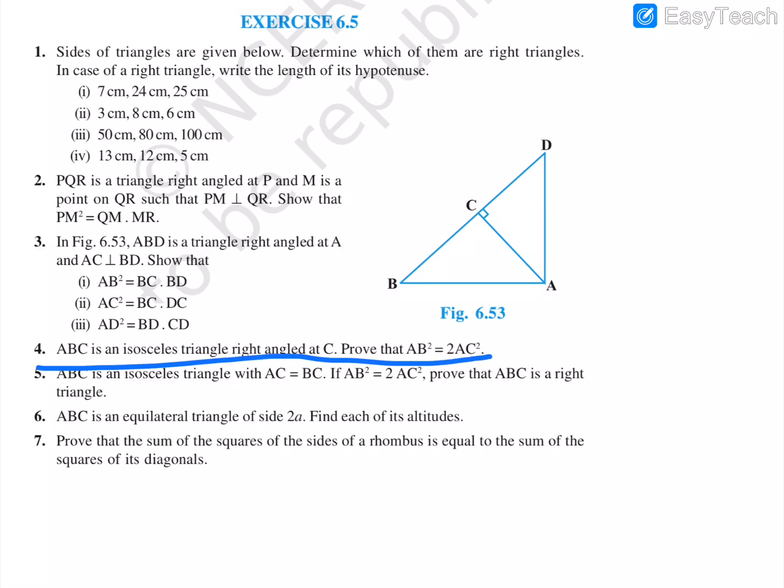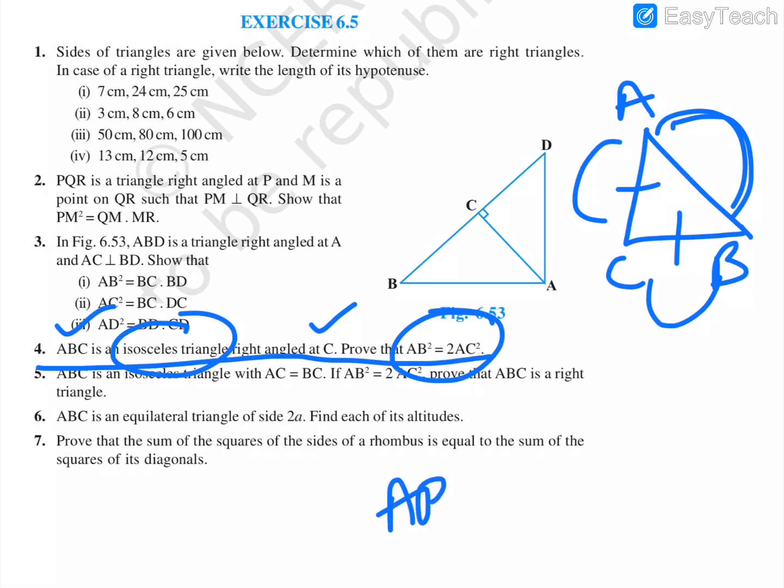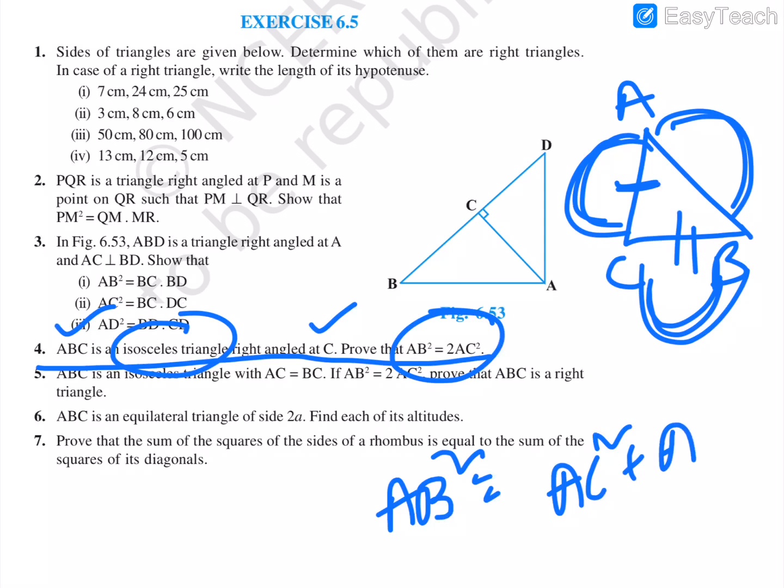Coming to this question, ABC is right angle triangle at C, means we have at C right angle. So what we can write, AB square is equal to AC square plus BC square. But here it is isosceles triangle, means these two sides are equal. So AB square, hypotenuse square, is equal to AC square plus CB square. Since these two are same, you can take any one. So we are taking AC square plus, in place of BC square also we are taking AC square, so it becomes 2AC square. So this is how we prove the fourth question.